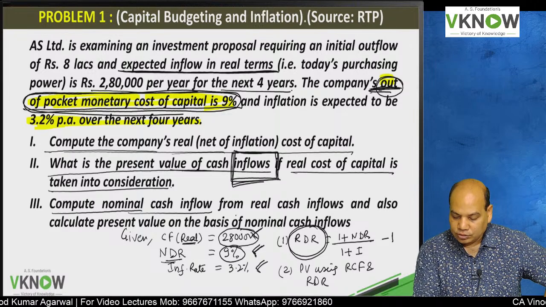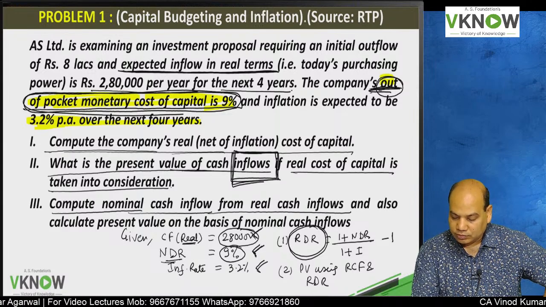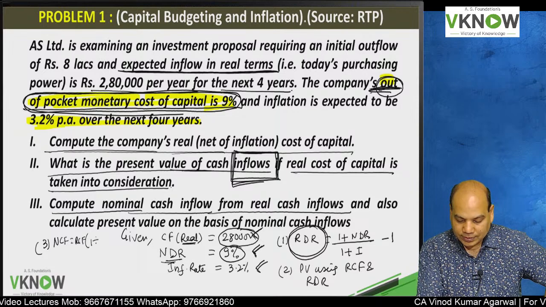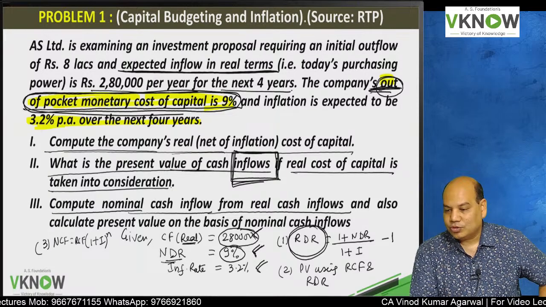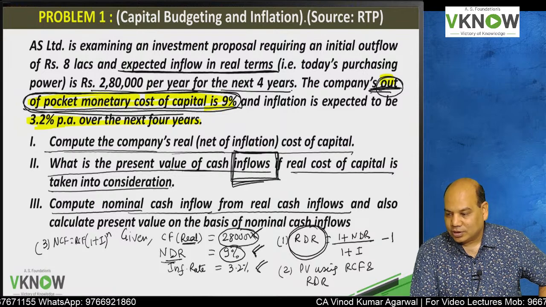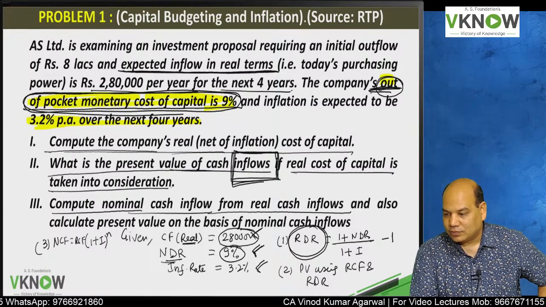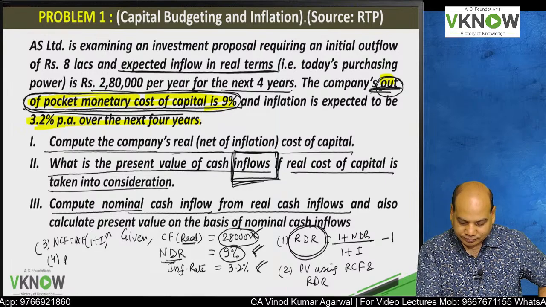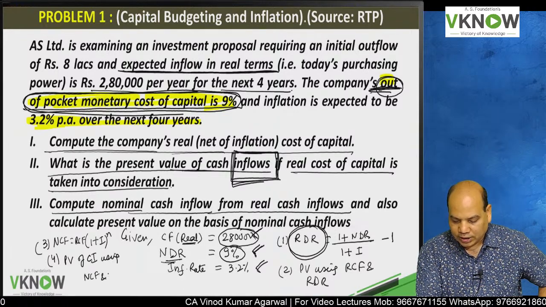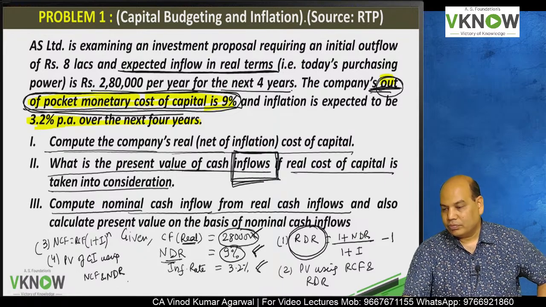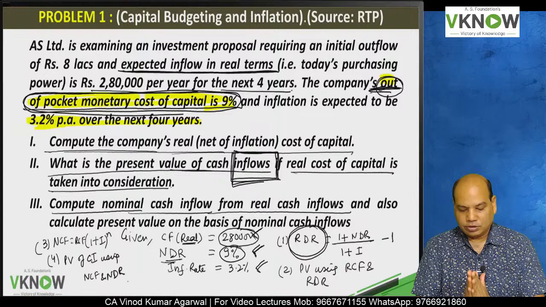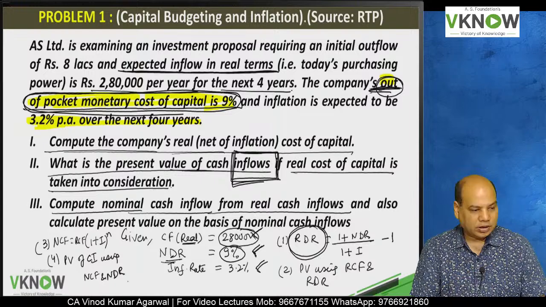And the next one, compute nominal cash inflow from real cash inflow. Oh my God, one more time you have to solve. You have to convert real cash flow into nominal cash flow by using the formula nominal cash flow equal to real cash flow into 1 plus I to the power n. Also calculate present value on the basis of nominal cash inflow, and then PV of cash inflow using nominal cash flow and nominal discount rate. This is the question from RTP. Very basic and fundamental question, should not take more time.